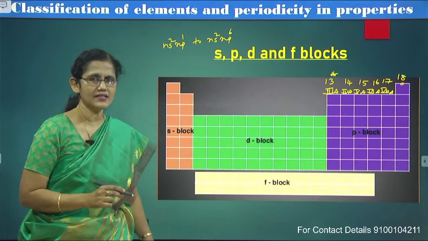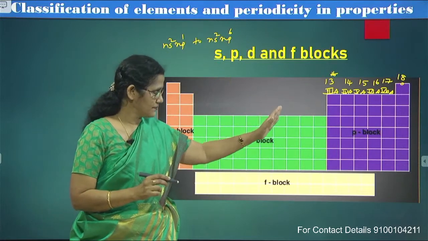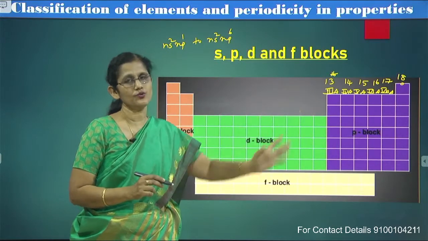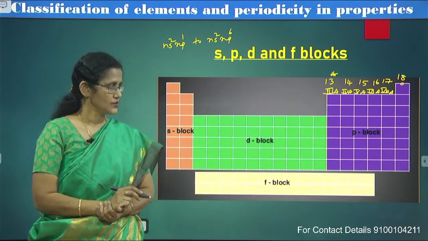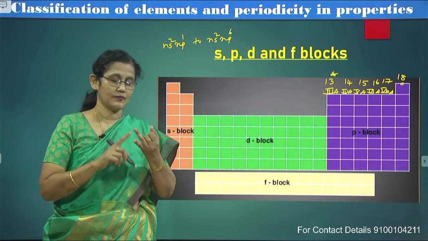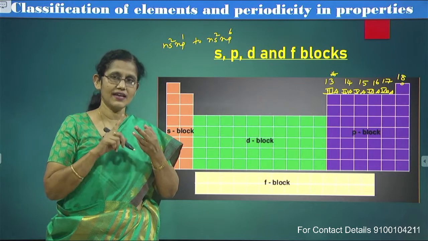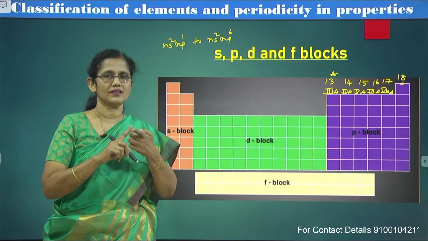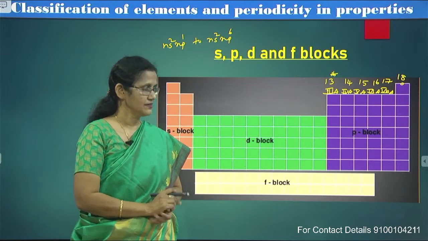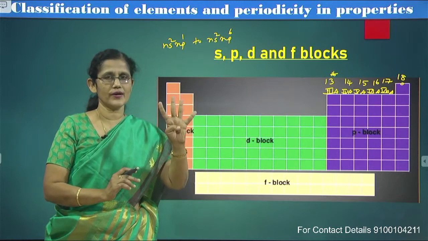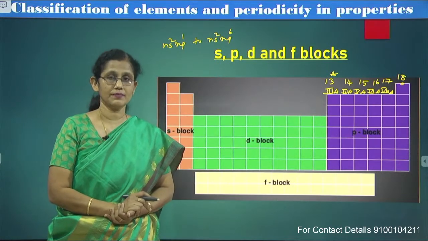So, their valency configuration ns2 np1 to ns2 np6, right. So, what are p block elements? How many groups are there? What is their valency configuration and what are their properties? We are discussing mainly 4 points about each block.